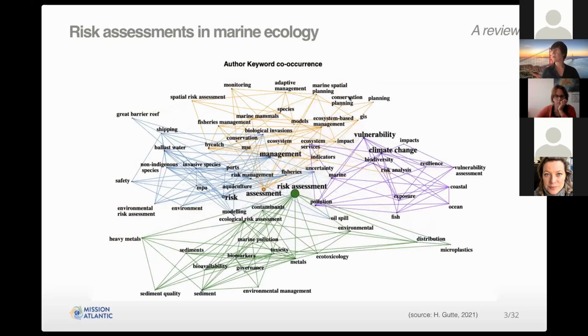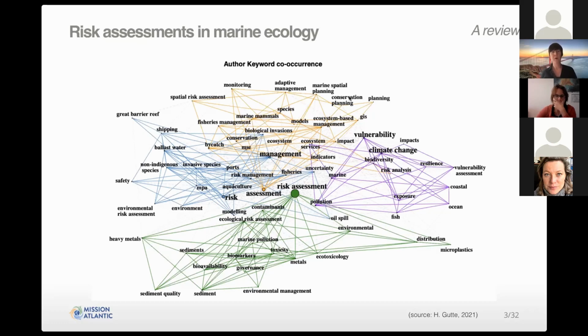To revise a little bit the methodology of risk assessments in marine ecology, I had a master's student who's now also a PhD student within the Mission Atlantic program. She did a literature review on risk assessments and developed a modular framework. I'm also going to talk quickly about that at the end. In green, you see mainly literature that is related to contaminants and sediments. These are actually the first papers on risk assessment, so this is where it comes from, and they have their own methodology.